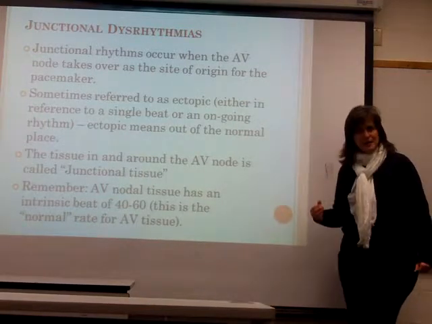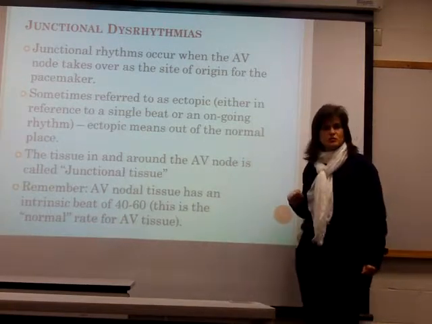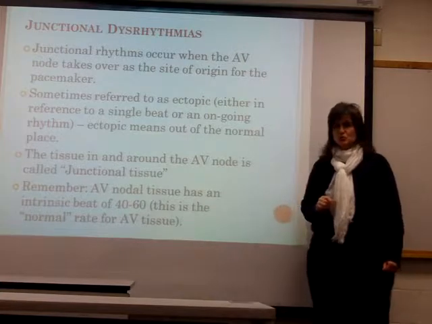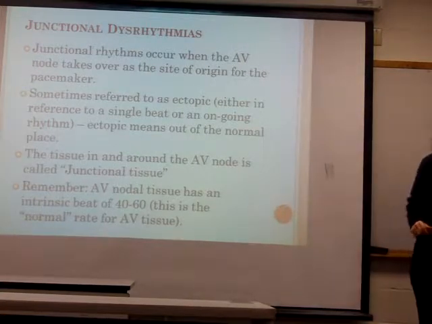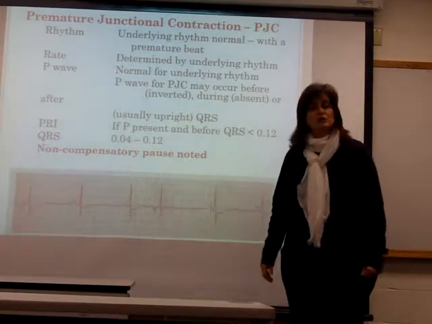But a pacemaker is the first thing you need to get in your head when you start to see a junctional rhythm, okay? Not an anomaly, but a junctional rhythm. So the first thing we'll talk about is the anomaly. The anomaly is a premature junctional contraction.